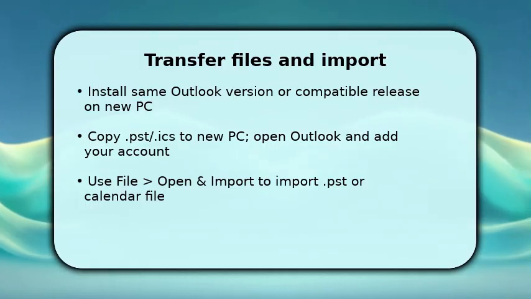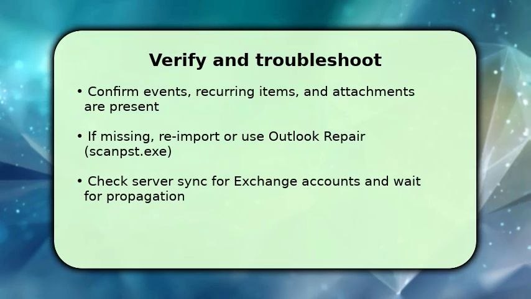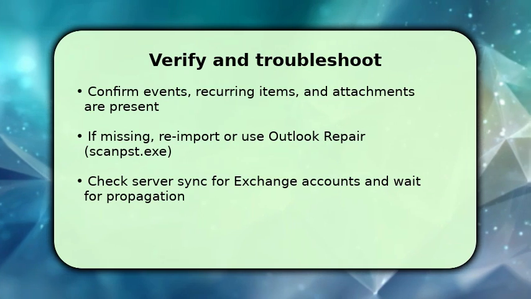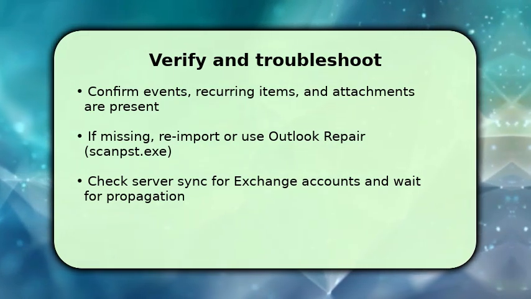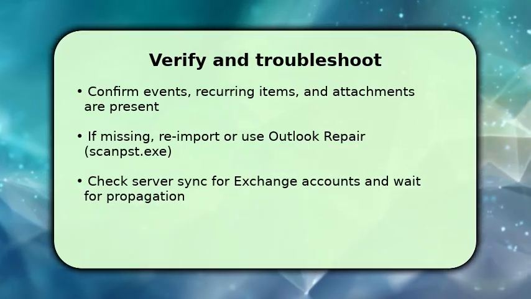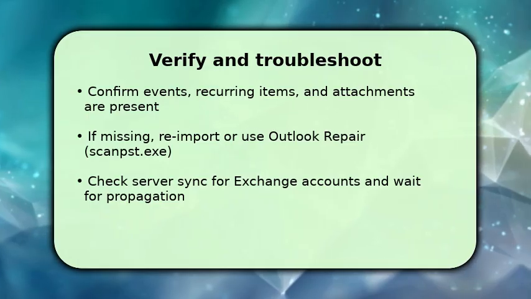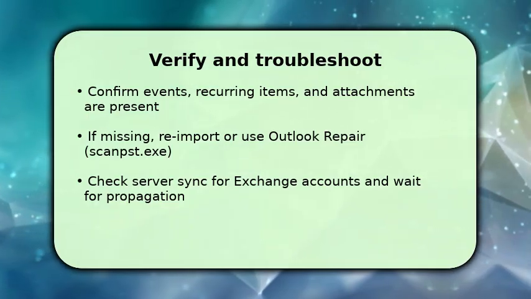You finish by verifying every event, recurring meeting, and attachment appears correctly in the calendar view. Spot check important dates. If items are missing, re-import the PST or ICS, and if the file seems corrupt, run Outlook repair scanpst.exe on the PST.